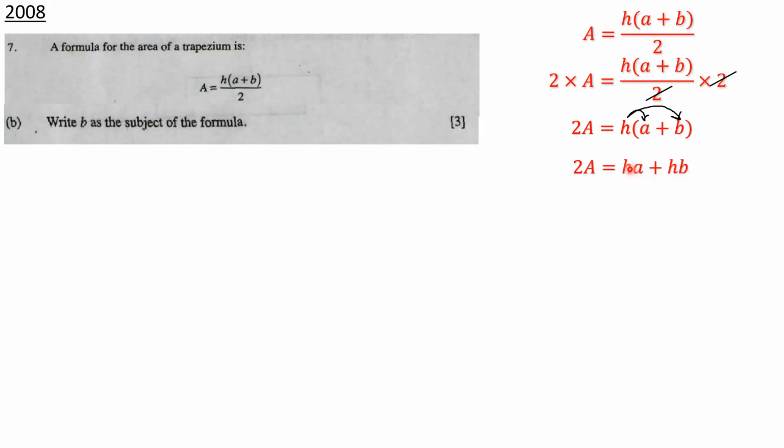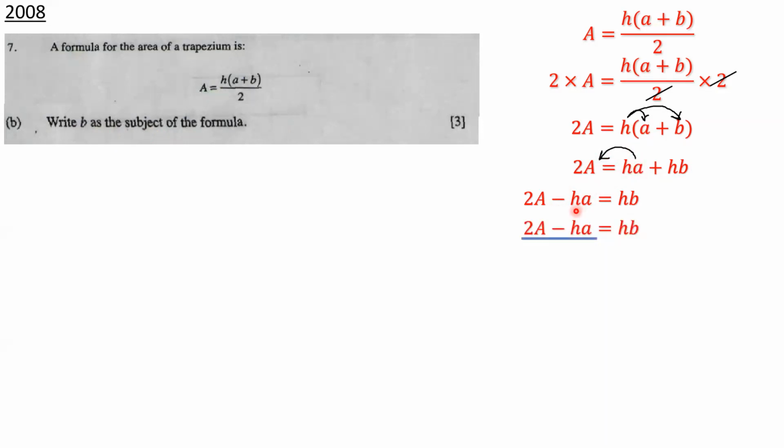And then what we're going to do here is, remember, we want to make B the subject. So we're going to send this HA to the other side because we don't want it on the same side as the B. Sending it over, we get 2a minus HA. Why minus? Because remember, this is a positive, so when we send it over the equal sign, it becomes a negative HA.